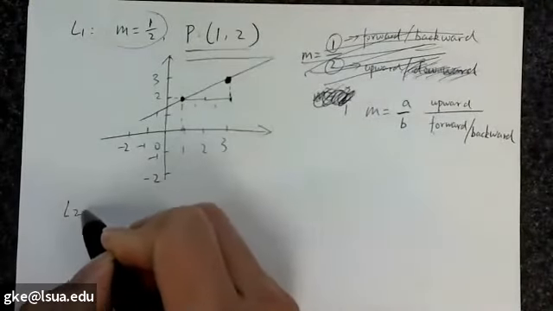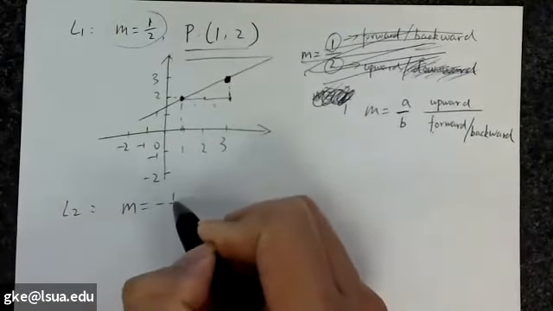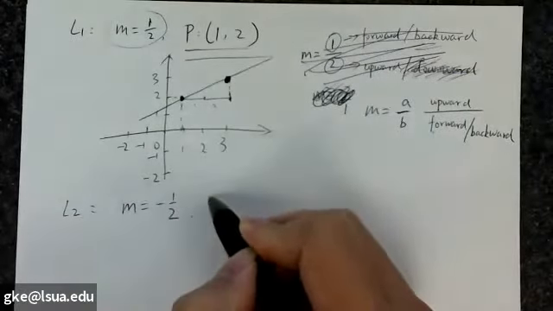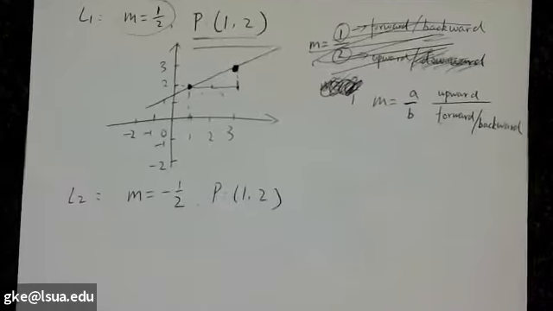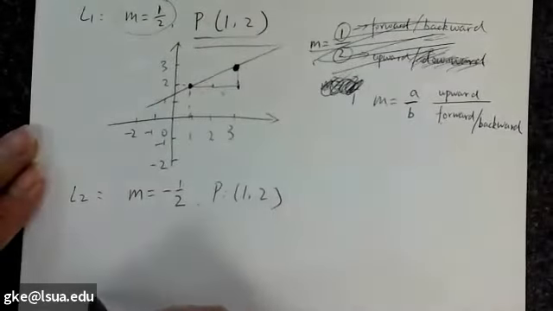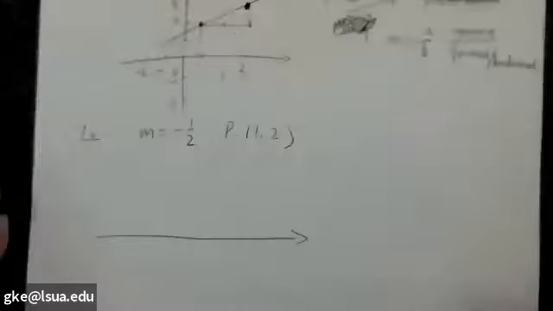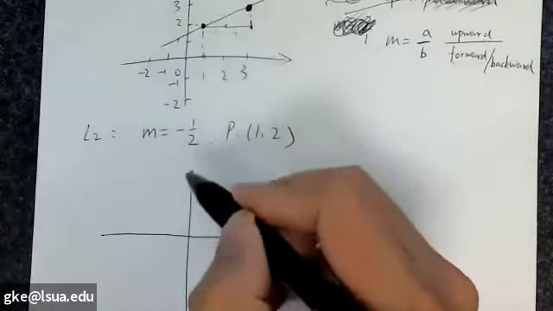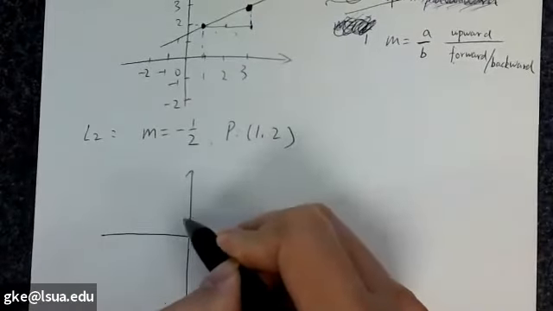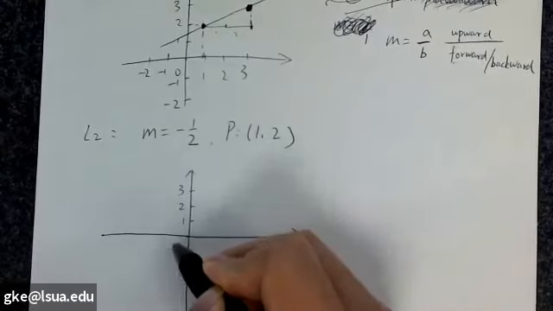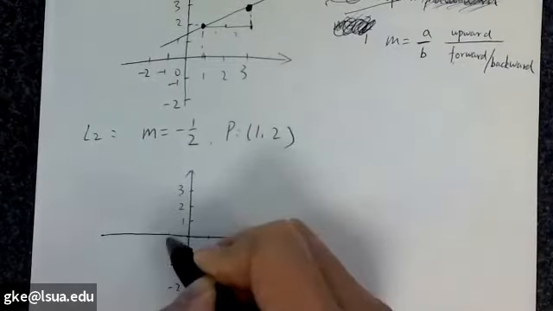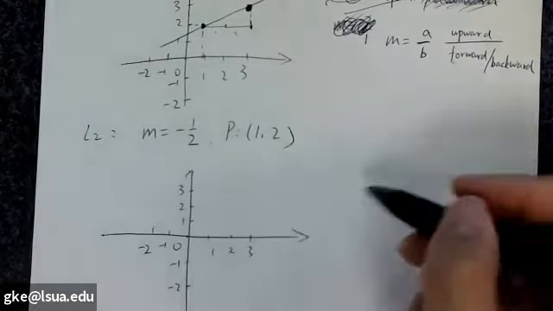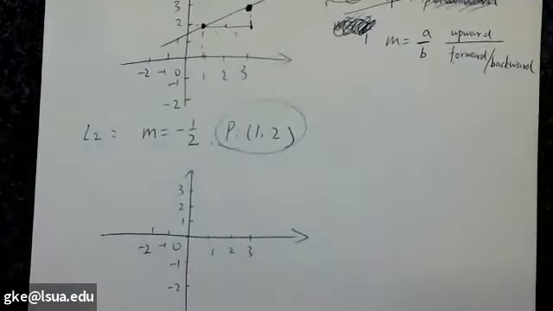The second thing, if m equals -1/2, and I still give you this point. Okay, the same thing, very similar. The first step, we draw this point, that is 1, 2.